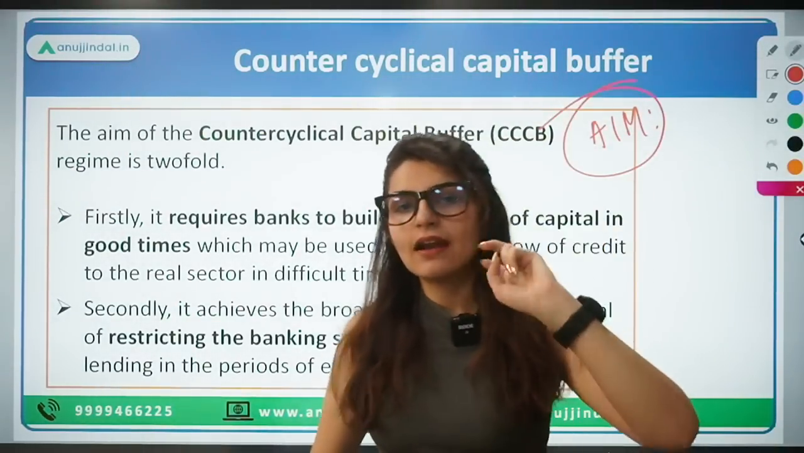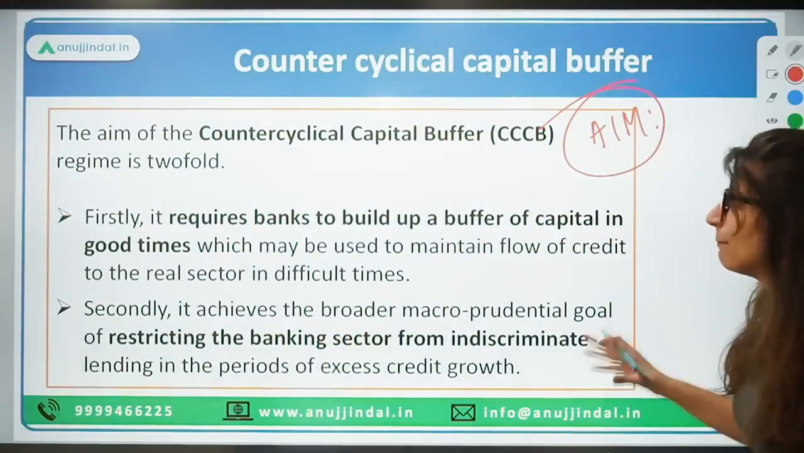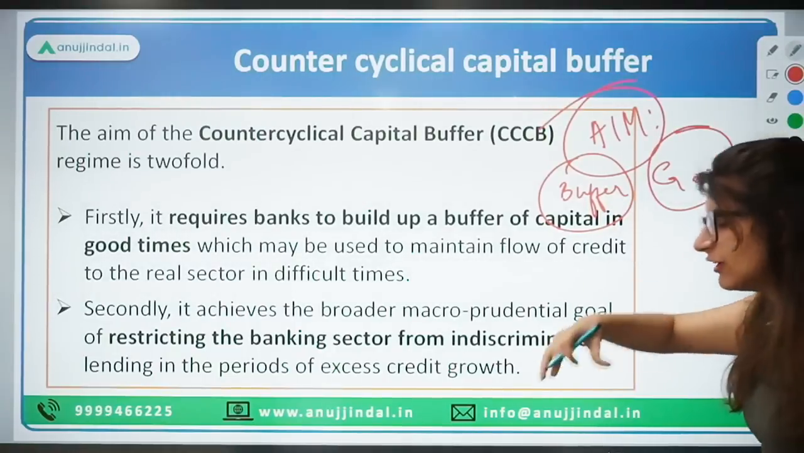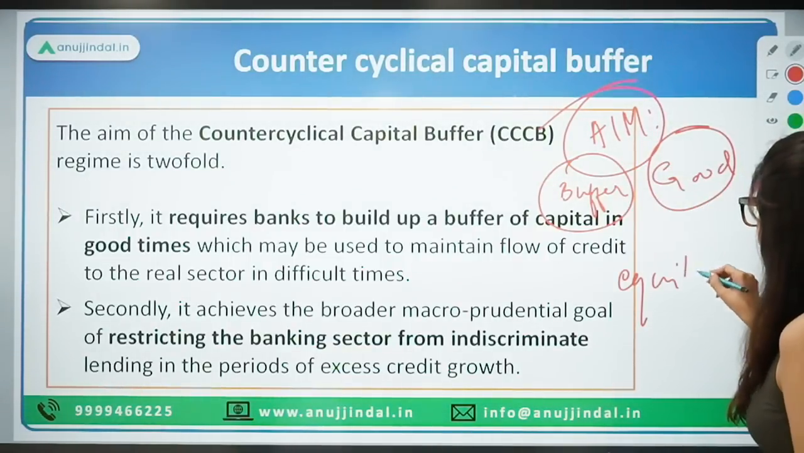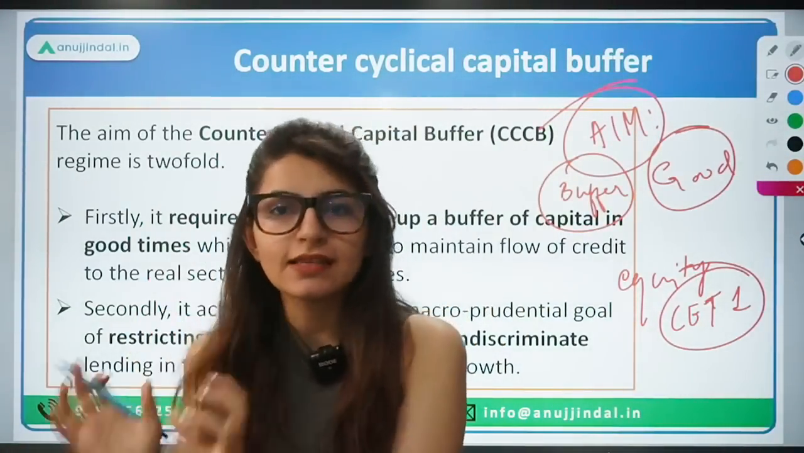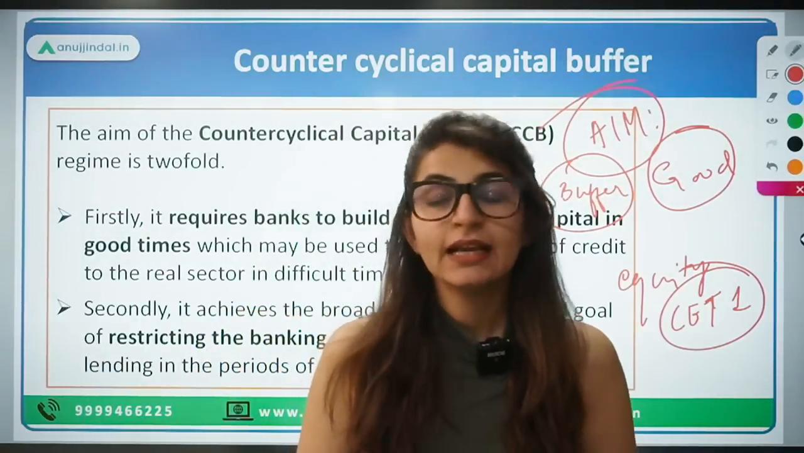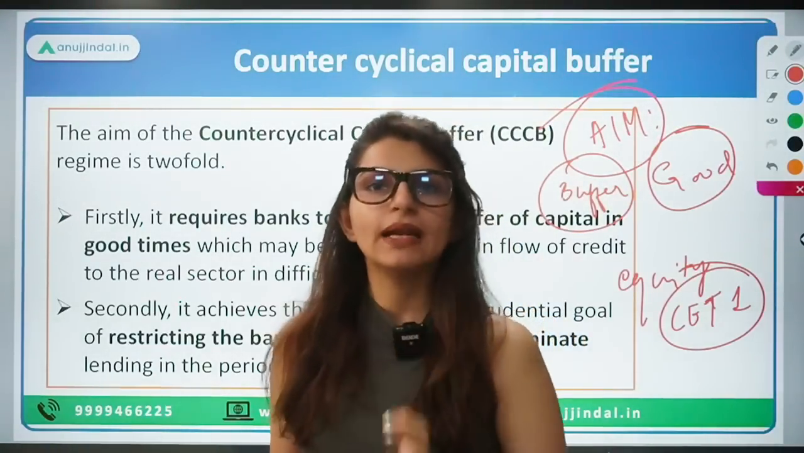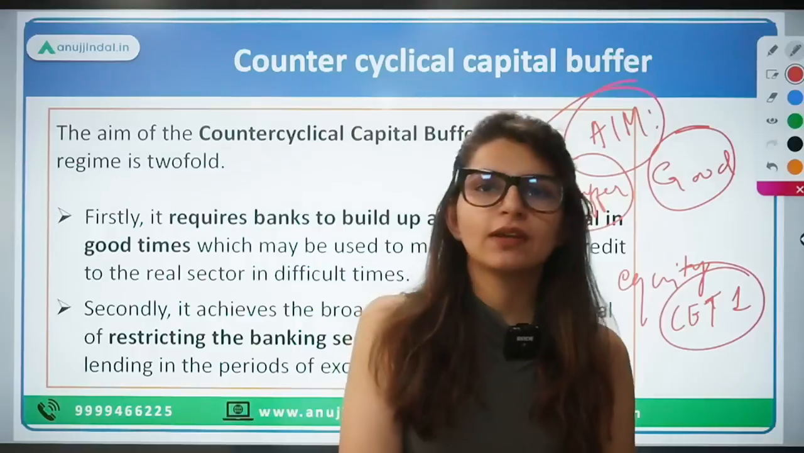We have understood that there are twofold reasons why the counter-cyclical capital buffer is maintained. The first is that during good times, banks have to maintain a buffer of capital. Because if good times are going on, banks will have enough liquidity and enough capital, or they can raise capital, which is equity capital, common equity tier 1, and use it as a buffer. Why buffer? So that this capital can be utilized in case of bad times, right? In case a situation like the global financial crisis comes again, banks should have a counter-cyclical capital buffer maintained with them. So this was the first reason: to build up a buffer of capital in good times which can be utilized in bad times.